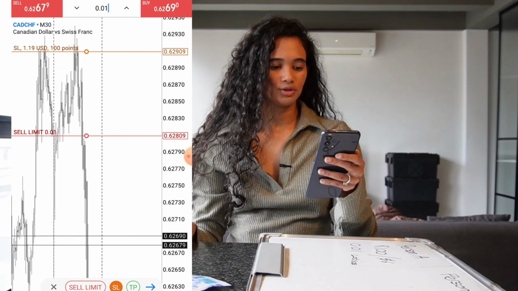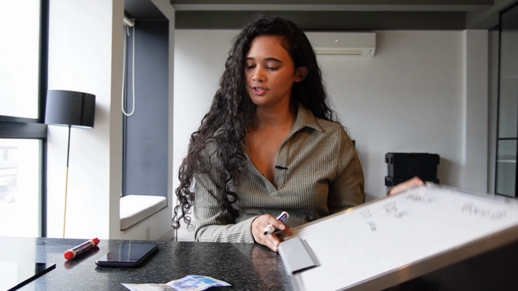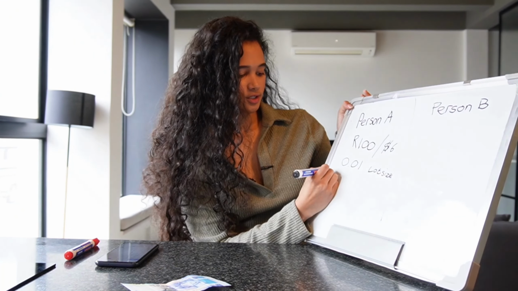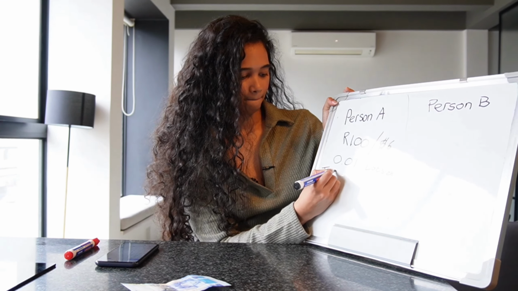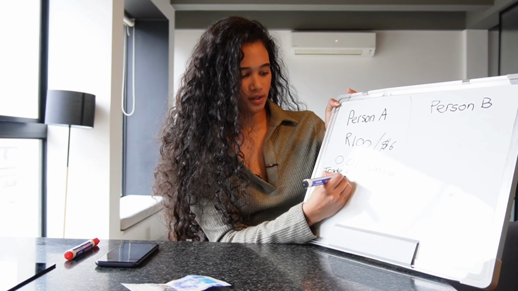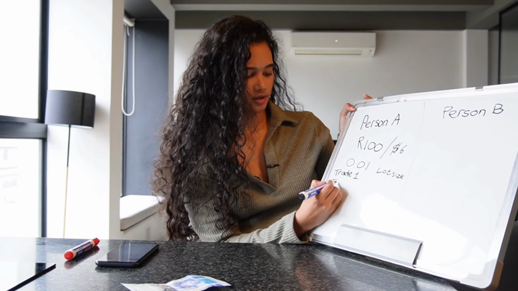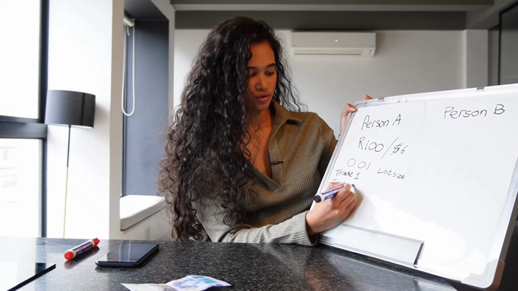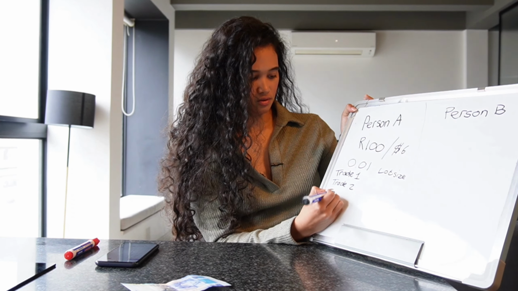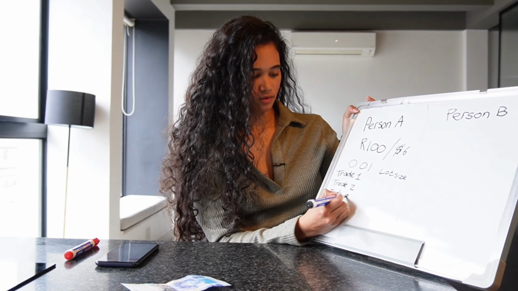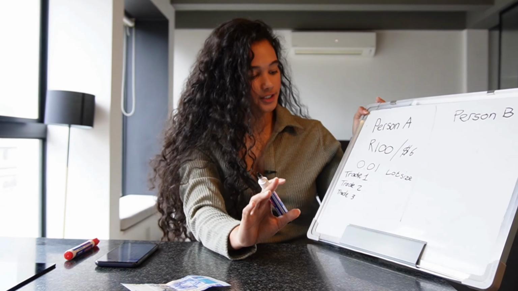Okay, and so yeah. So let's say we lost this trade, right? Canadian CHF, we place a trade, and let's say this trade obviously hits stop loss. So we would be in a negative on this trade, our first trade. So let's say trade 1, and we're gonna have a maximum of, let's say, 3 trades. Okay, trade 2 and trade 3. Okay, so we have 3 trades over here.